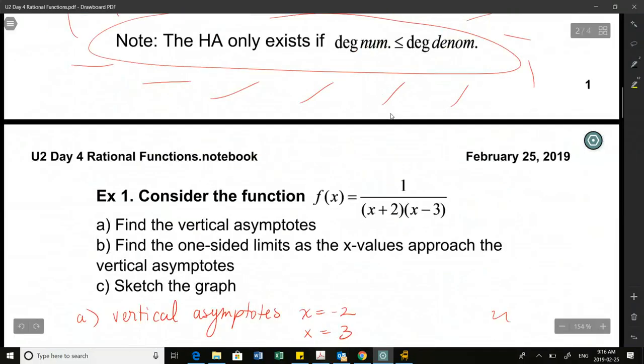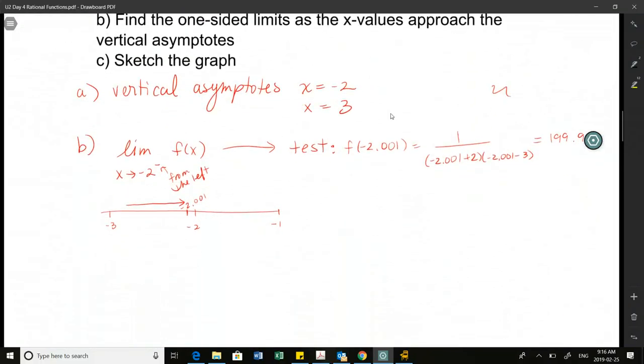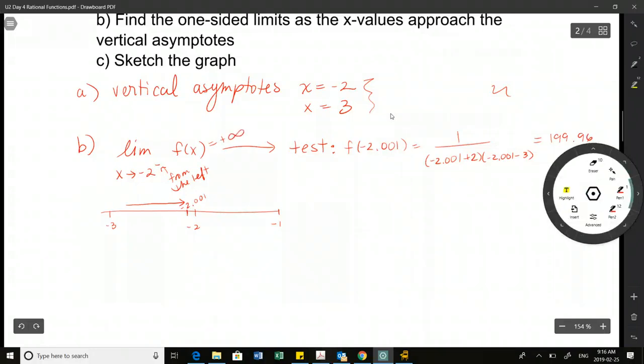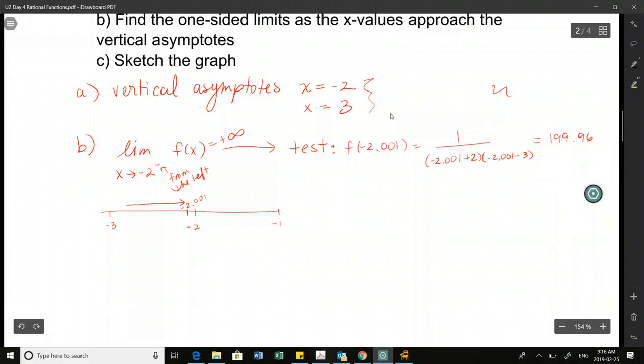Okay? You'll see when we do the sketch too. This one does have more than one asymptote, so I'll show you. We're going to test from each side for both of them. Okay, so this guy is positive infinity. Sorry, I tried to erase that line, but it won't let me, so it's going to stay there. How do we know it's positive infinity again? Because the number was positive in our test.